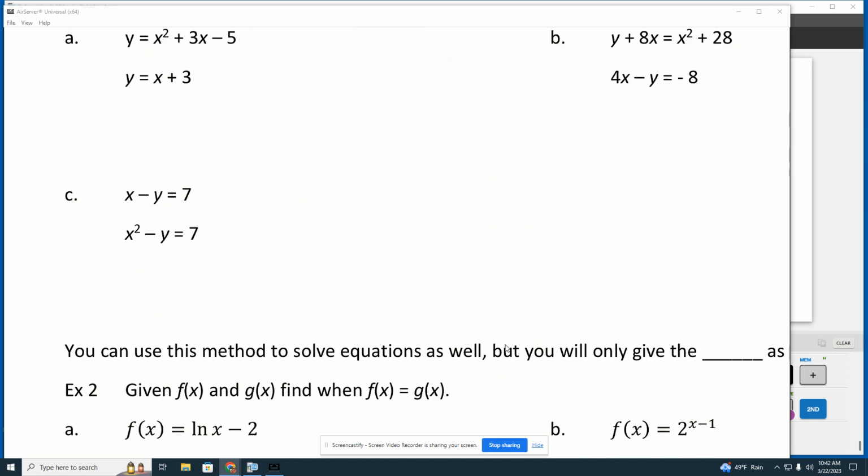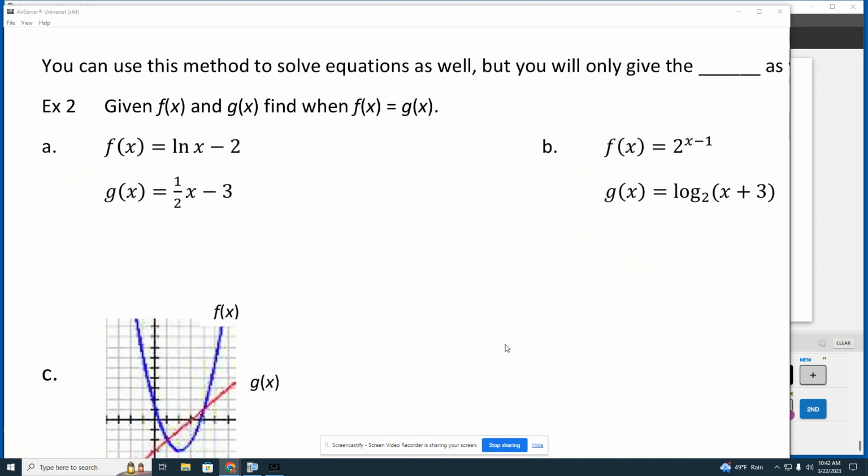But if you go to the middle of this page, if the instructions say you have 2 functions, okay, given f of x and g of x, find when f of x equals g of x. Now think about it, guys. If I have 2 equations, f of x and g of x, what would I do to find where they're equal? Wouldn't I take their equations and set them equal? Well, if I did that, what would I end up solving for? I would solve for x, which is exactly the point I'm trying to make.